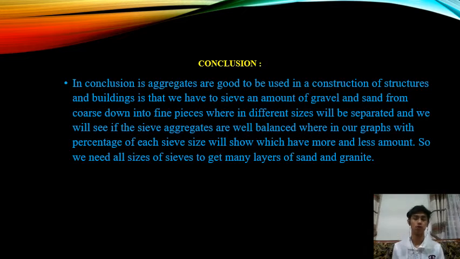Conclusion. In conclusion, these aggregates are good to be used in construction of structures and buildings. We have to sieve an amount of gravel and sand from coarse down into fine, where different sizes will be separated, and we will see if the aggregates are well balanced, where our graph shows the percentage of each size and which have more and less amount. So we need all sizes of sieve to get many layers of sand and granite.